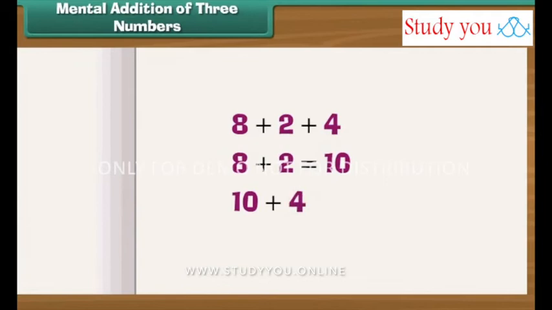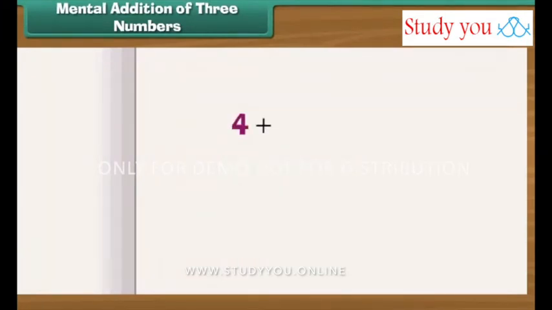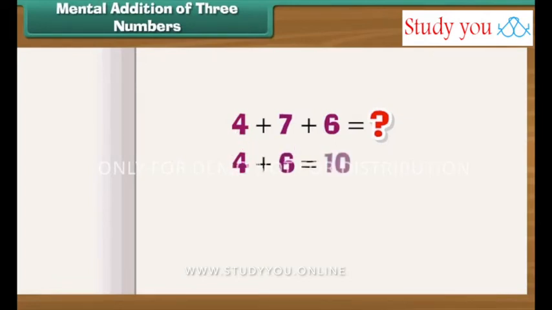Let us now learn to add three numbers mentally. To add three numbers, we add two numbers first and then the third. We make sure that the two numbers that we add first make 10 or a number that ends with 0. It speeds up our addition. What is 4 plus 7 plus 6? We add 4 and 6 first because 4 plus 6 is equal to 10. Now we add 7 to the 10. 10 plus 7 is equal to 17. 17 is the answer.